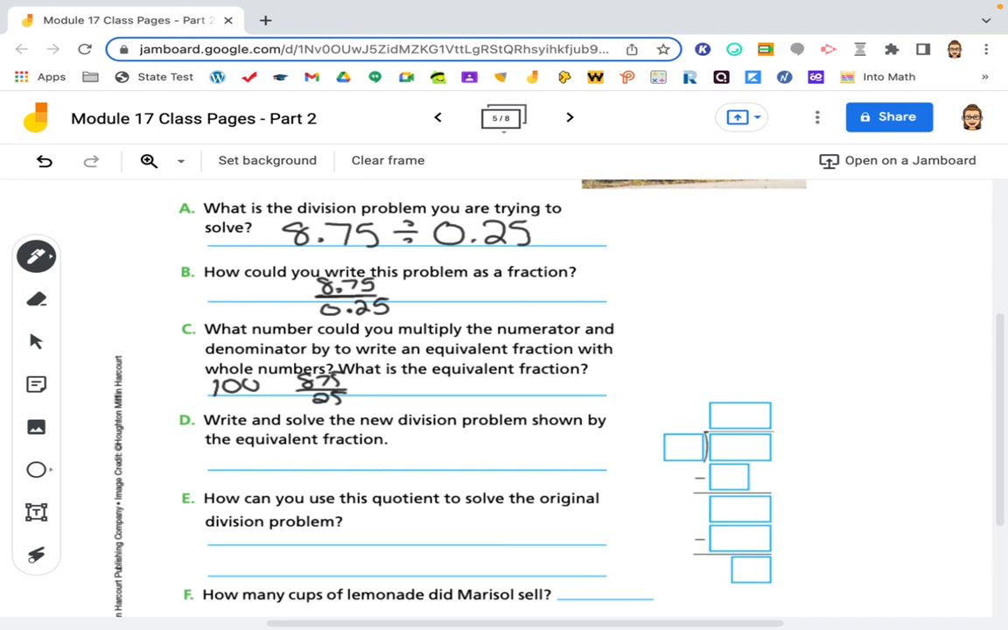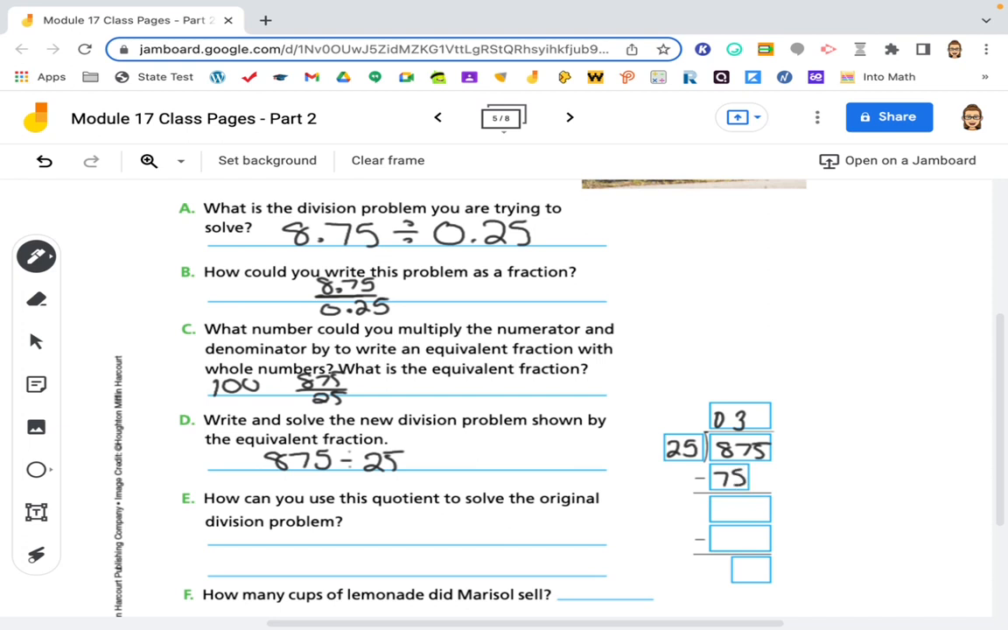This is right, and solve the new division problem shown by the equivalent fraction. So now we're going to have 875 divided by 25. So we're going to come over here. 25 doesn't go into 8, but it does go into 87 3 times. 3 times 25 is 75.